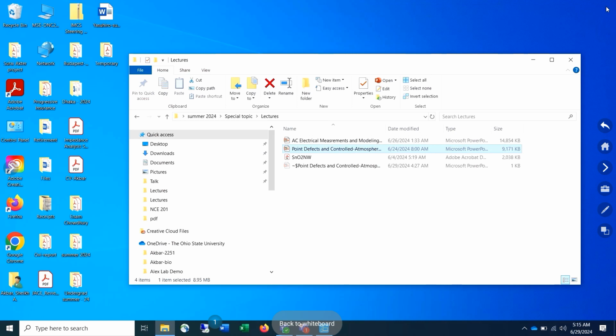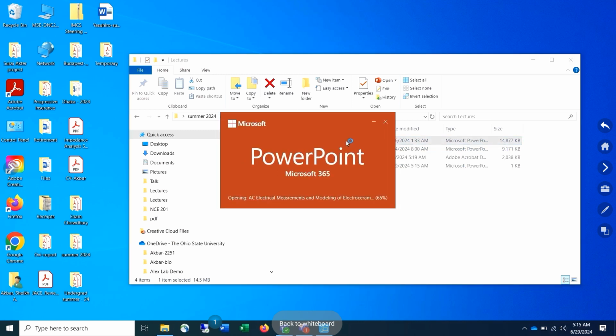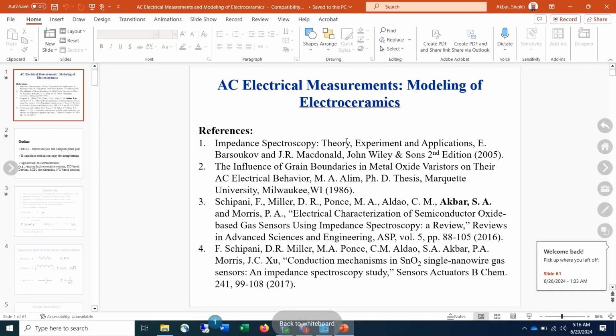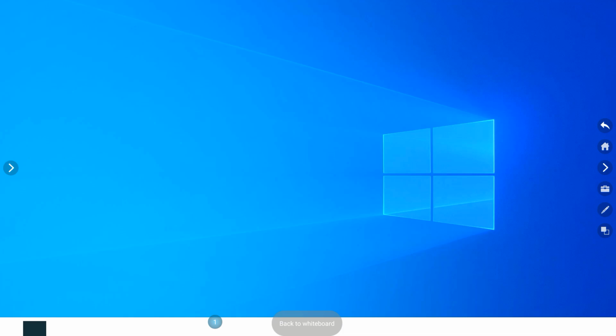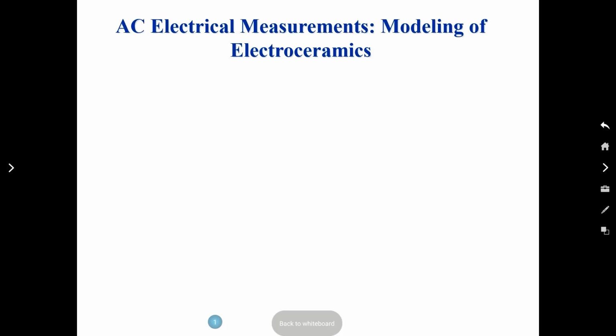And so I can start the next topic and we'll just continue with that. The next topic will also be of interest to some of you at least, where instead of DC electrical measurement, you use AC electrical measurement to model the conduction behavior of the material.